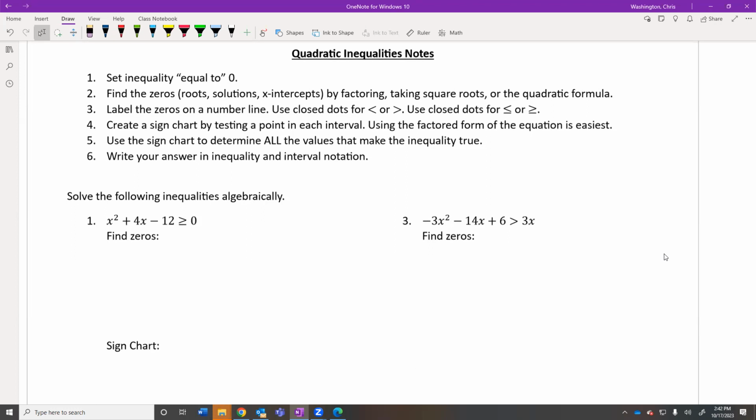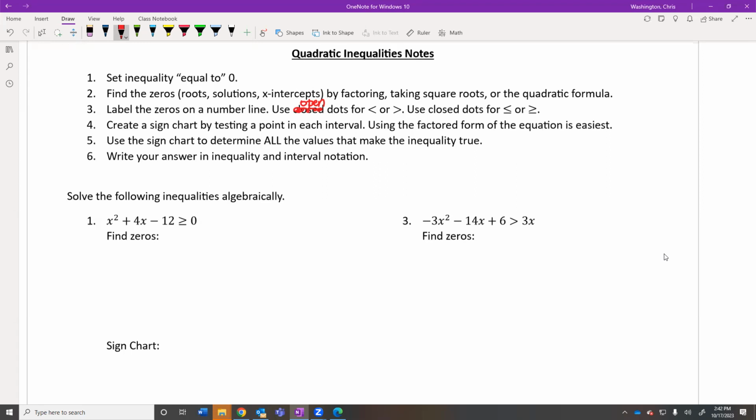We're going to label the zeros on a number line. So we're going to find the zeros, we're going to put them on a number line, we're going to use closed dots and open dots. There's actually a typo on here, so if you can fix that, that first closed dot should be open dot. We want to use an open dot for less than or greater than, and closed dots for less than or equal to, or greater than or equal to.